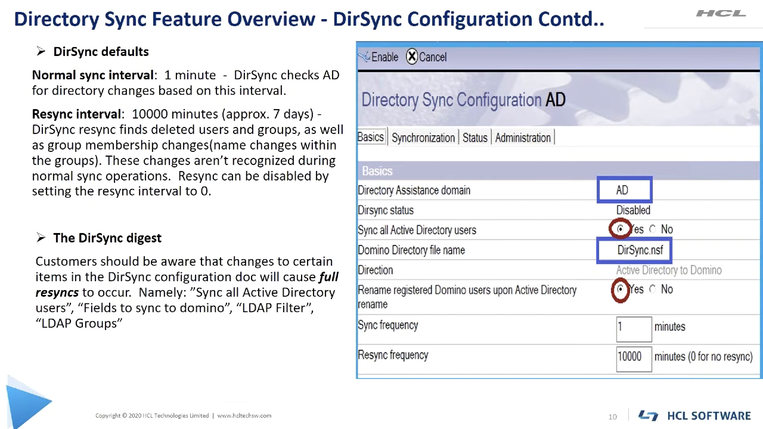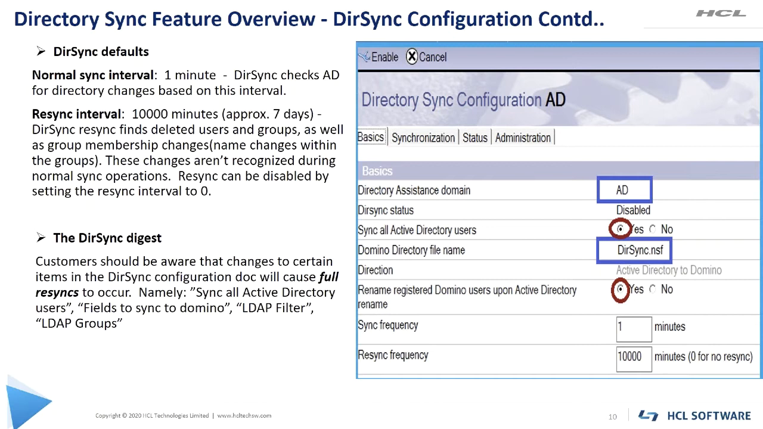I hope you remember we created a directory assistant database and a document for DIRSync. We just selected that document here. By default, DIRSync status is disabled when you create a new configuration.